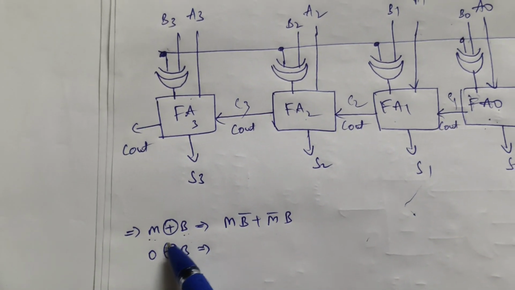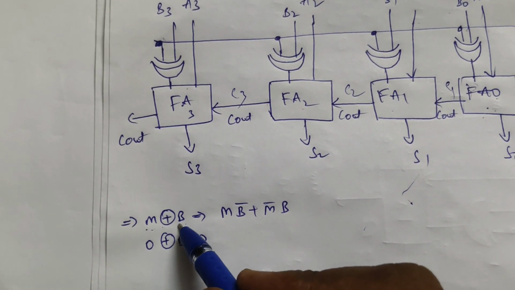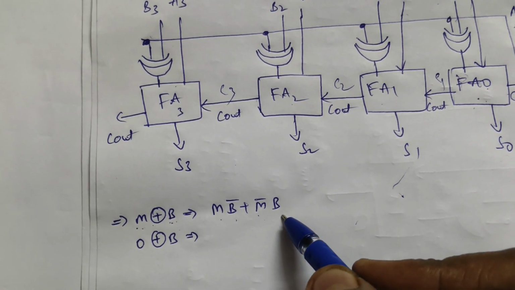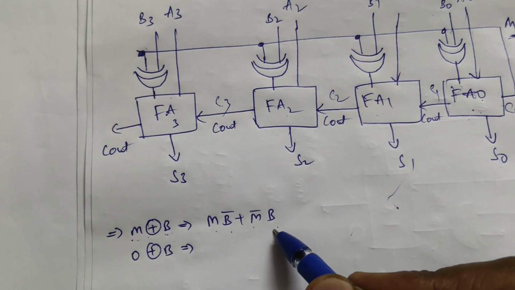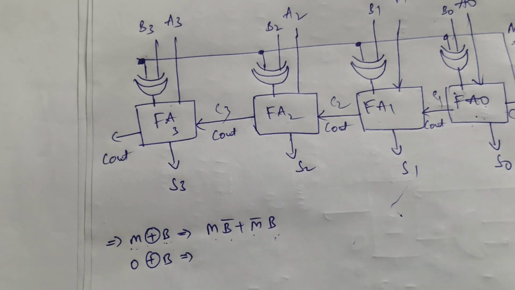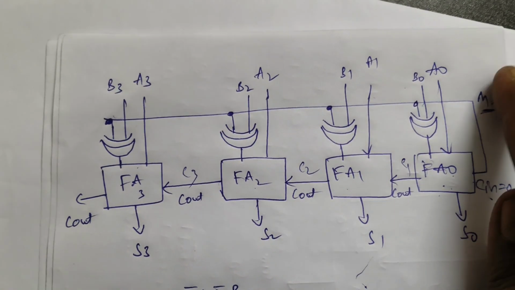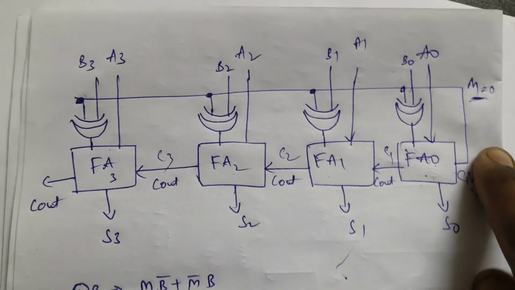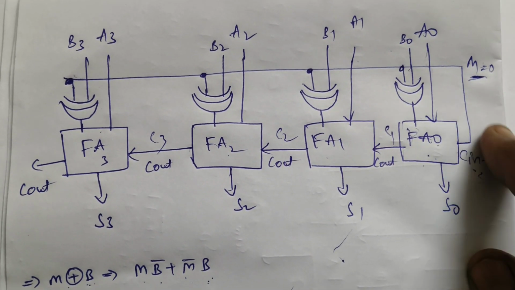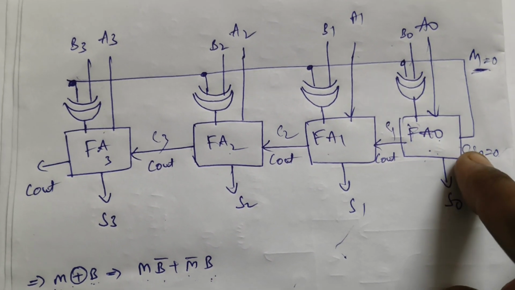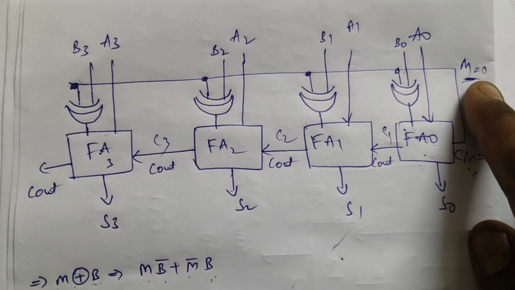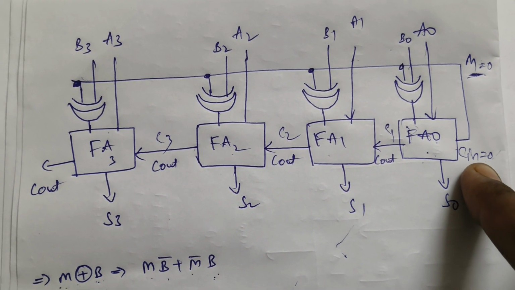Now we will see. What is the XOR of this M with B? It means M into B bar plus M bar into B. Here what I have to perform is the addition operation, addition on this A bit and B bit. So what am I giving here? Mode bit as 0. This mode bit is again connected back to the 0th full adder of the full adder circuit. So if the mode bit is 0, this carry is 0.